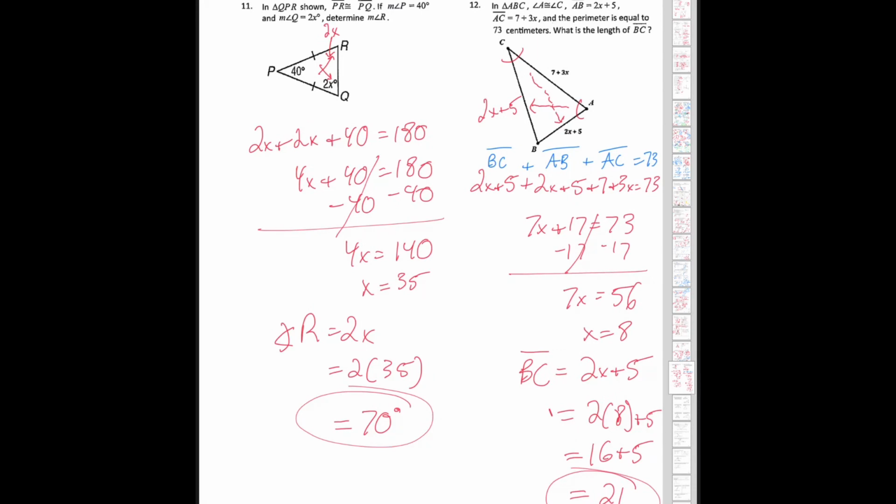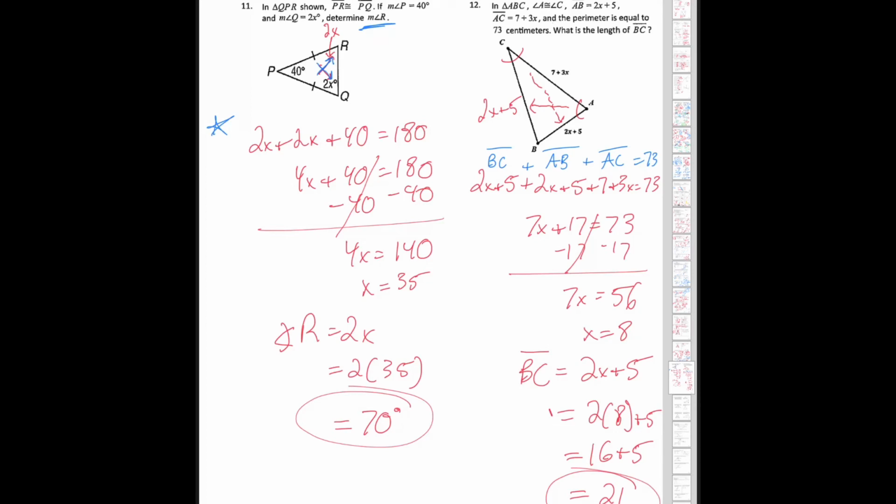On to number 11. So number 11, we're given PR equal to PQ, or PR is congruent to PQ, and those are both sides. So that right away says it's isosceles. So that means opposite that we have congruent angles. So if that's 2x, that angle is also 2x. So what I can do is I can add up all three angles and set it equal to 180, and I solve and I get x is 35.